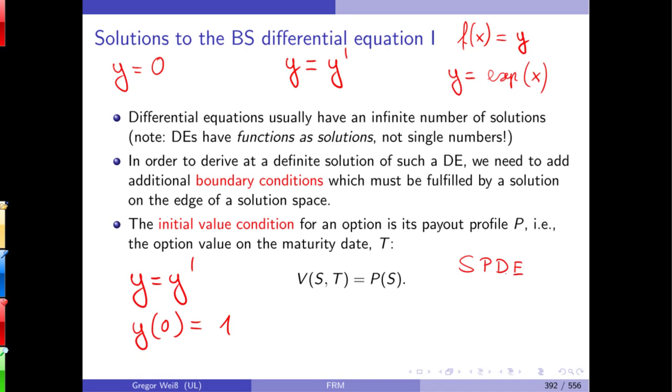And what is so easy in this case? How can we fix those boundary conditions? What do we choose as boundary conditions? Well, just read through the slide. It's a payout profile. We know what the derivative pays out at maturity. At capital T, when the option expires or is very close to expiration, well, we know what the option pays out. And this is our terminal value condition.